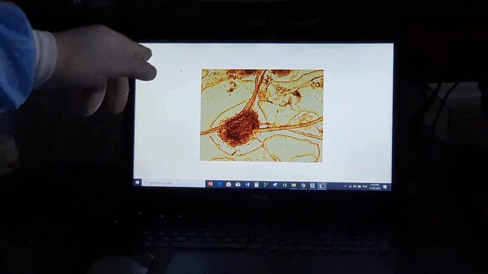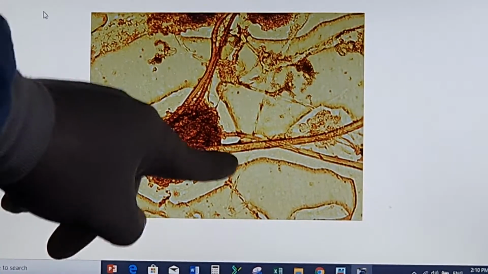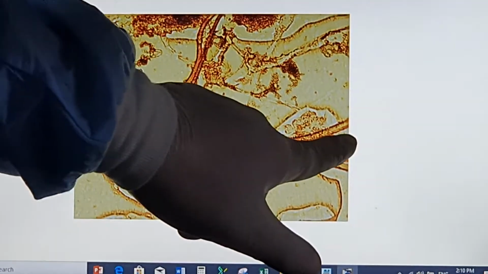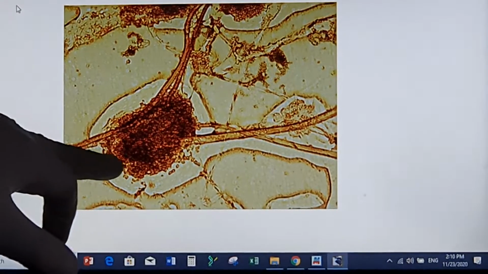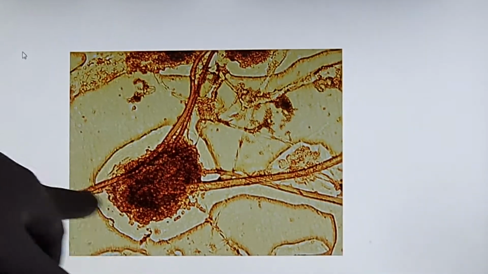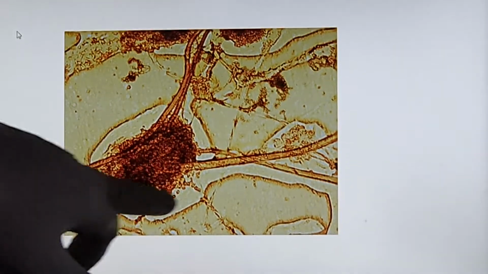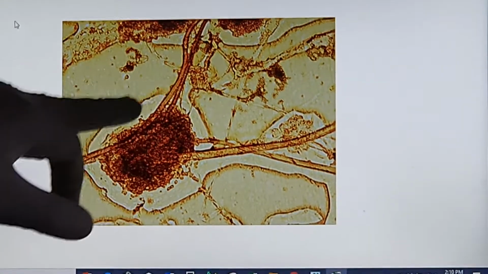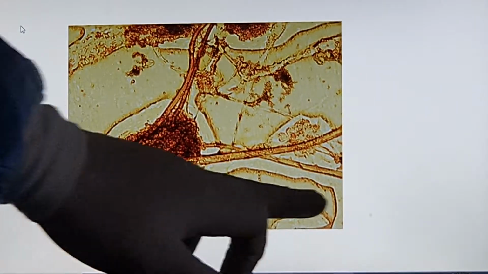So on the picture of the slide from the microscope, you can clearly see that this is a zygomycete. And what you're noticing is that these dark structures here are the sporangiospores, right? Surrounded by the sac, right? The entire structure is called the sporangiophore, right?